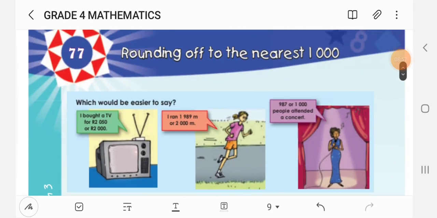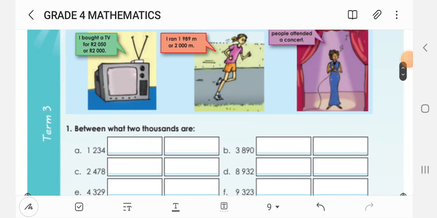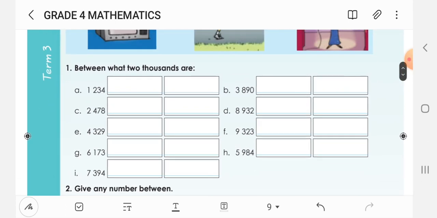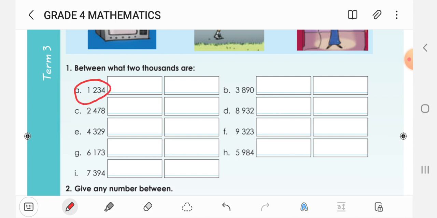So here we are on page 30 of your blue book. Between what thousands is 1,234? We got it between 1,000 and 2,000, right? So between this 1,000 and 2,000, we get 1,234. So between what thousands? Between 1,000 and 2,000 are the thousands.